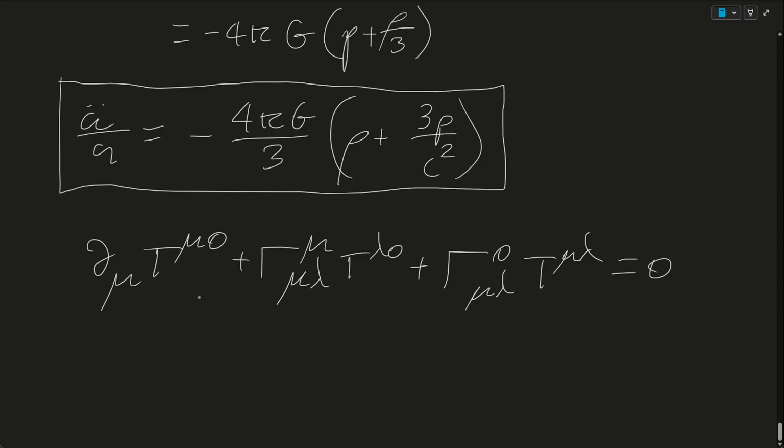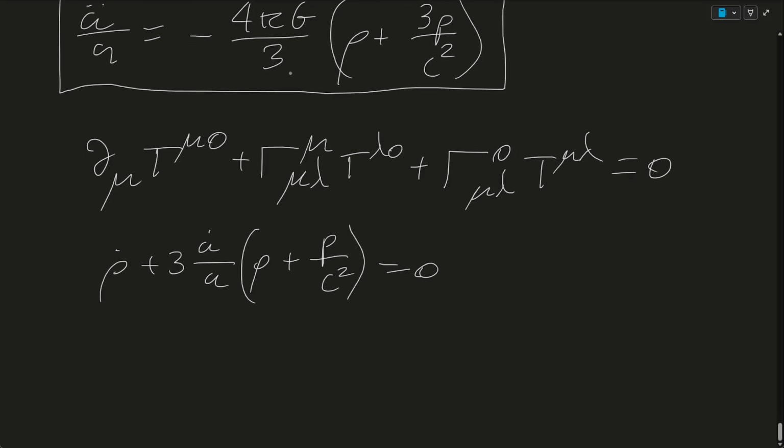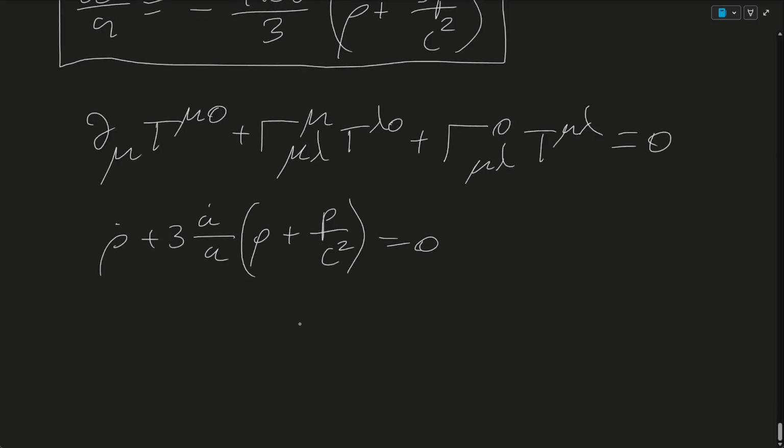I don't want to, I mean, I think it's fairly simple to do this. You're just subbing in more things. You sub back in all of the Christoffel symbols and the FLRW metric, and that yields that rho dot plus 3 a dot over a times rho plus p over c squared is equal to 0. That's coming from all of this. Well, this is just conservation of energy, but really big.